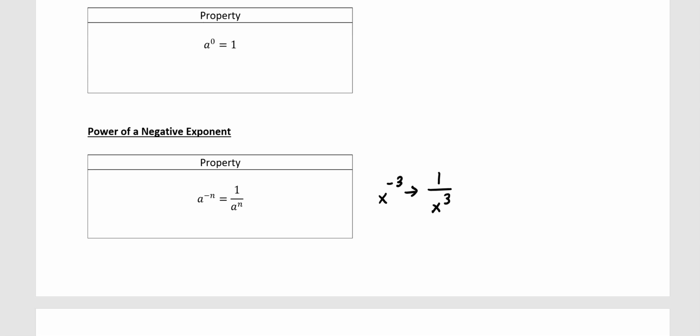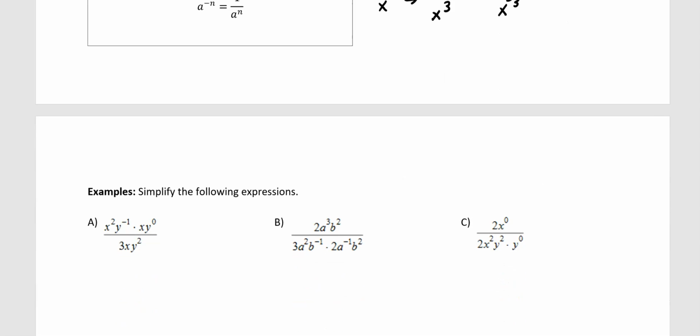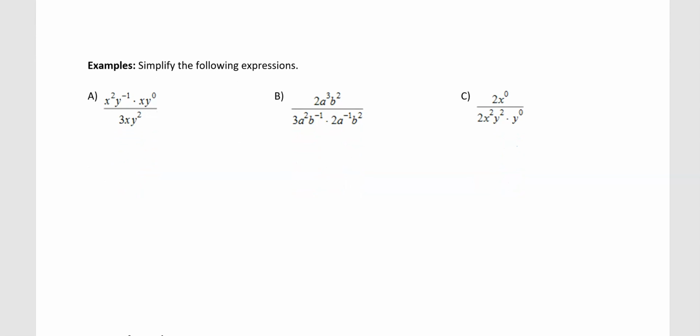In order to do that, I need to switch where it is in the fraction. Now, let's say we have 1 over x to the negative third. Then this would become x to the positive third, okay? We switch where it is in the fraction. If it's in the numerator, we send it to the denominator. If it's in the denominator, we send it to the numerator. So let's look at some examples of just those properties.